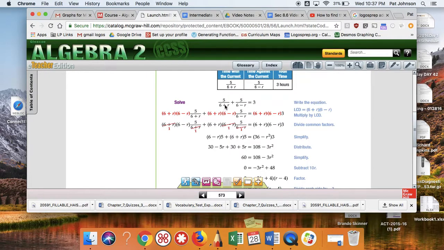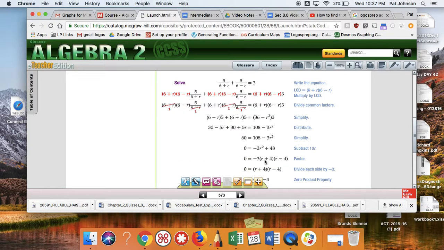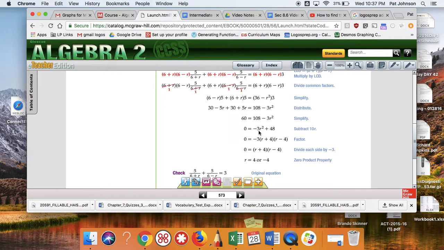In this term, the 6 plus r's cancel, and you're left with 6 minus r times 5. Here, the 6 minus r cancels, and you're left with what? 5 times 6 plus r. Here, there's something to cancel out, so it's just 3 times this times this. So they FOIL it, distribute the 3, put it all on one side, set it equal to 0.